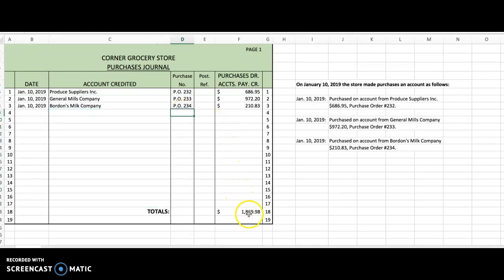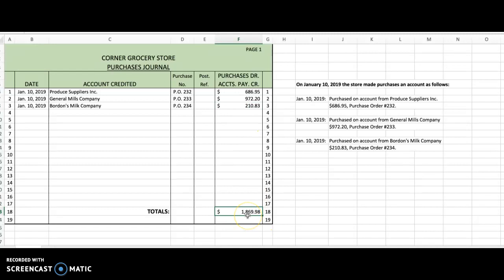At the end, you will see a total. In this case it's just 3 transactions, but the total amount of money that we purchased on account is what we will have to post. We're not going to do that now, but eventually that will be posted. And as we did with the sales journal, it's simplified because we don't have to go to the accounts payable account, for example, and do all of these individually. We just do the total.